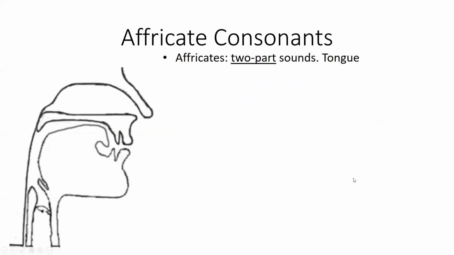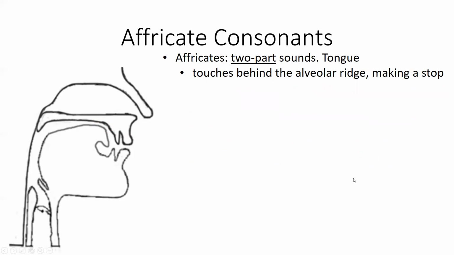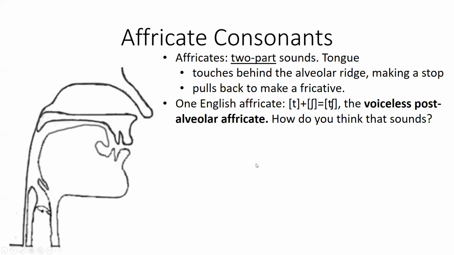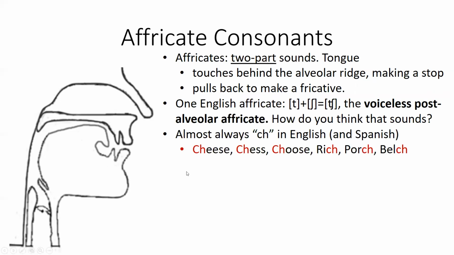And that's one of those two-part sounds, affricates. So the tongue first touches behind the alveolar ridge, making a stop, and then it pulls back to make a fricative, as shown in this picture. So one English affricate, that's t plus sh, which is ch, that's the voiceless post-alveolar affricate. How do you think it sounds? If you put them together, you get the CH of English, and also Spanish. So cheese, chest, choose, rich, porch, belch. In Spanish, you hear it in, like, English borrowed words like chinchilla and churro, for example.